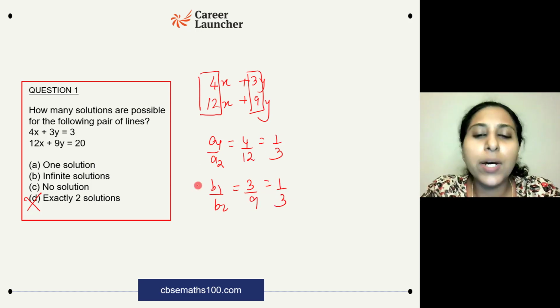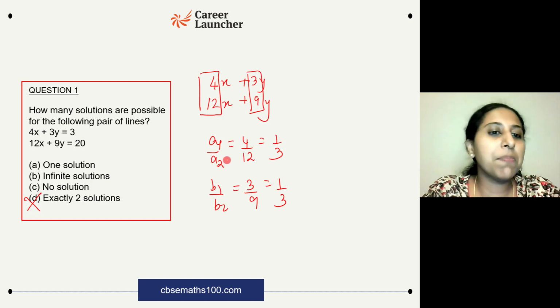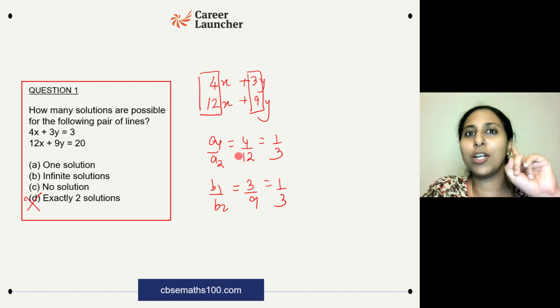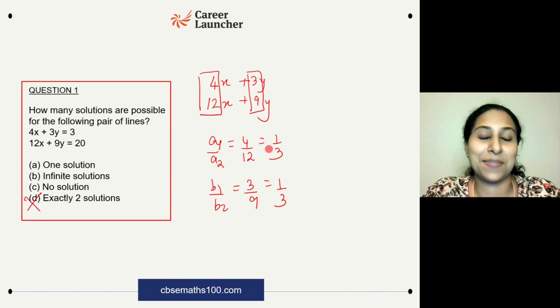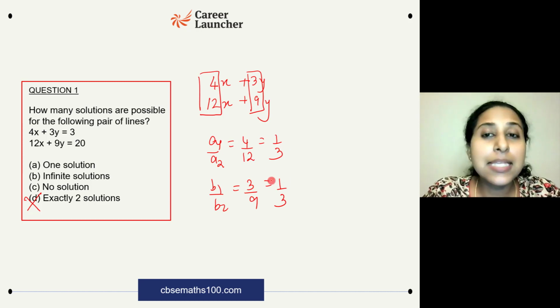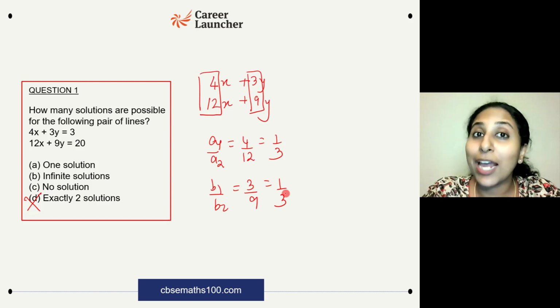In case these two are not equal, we could have directly marked the answer as one unique solution, because that would be the condition for intersecting lines. But here, this ratio is the same. A1 by A2 and B1 by B2 are the same. Since they're the same, what should we do? We should check what C1 by C2 is also.